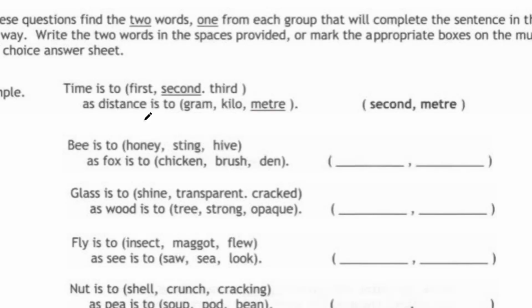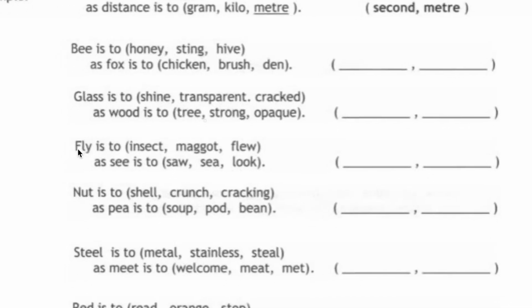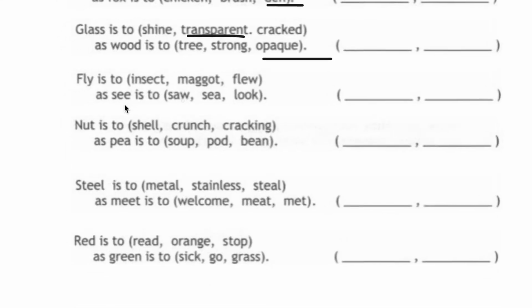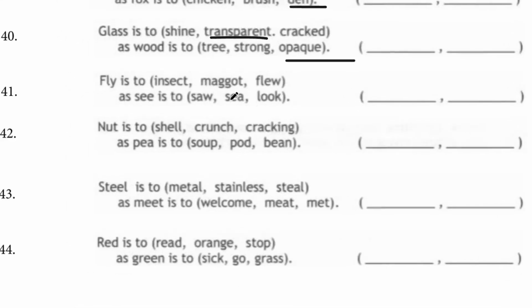Question number 39, we have to complete the sentence in the best way, sort of analogies. Question 39, bee is to, this is where they live, is to hive, foxes live in dens. Question 40, glass is to, what do they look like? It's transparent. What is opaque? You cannot see through it. Question number 41, fly is to, flew and saw. You can see that fly is being used as a verb because we have see here, otherwise it's not to do with the insect, or a young fly is a maggot.